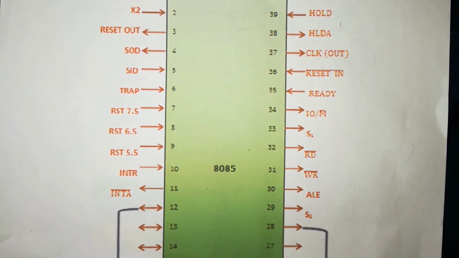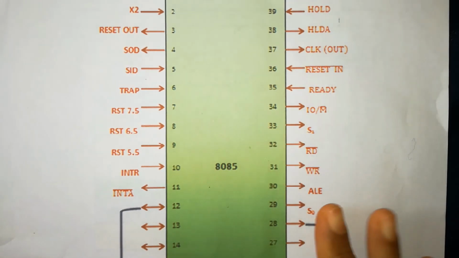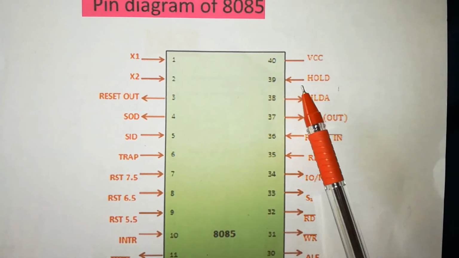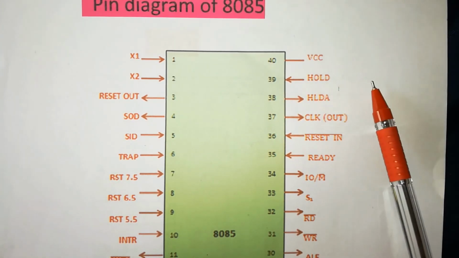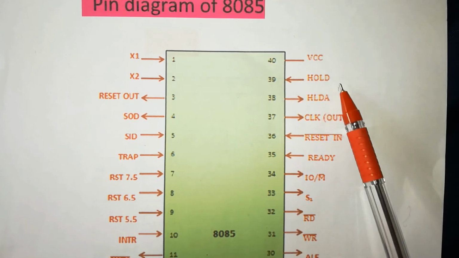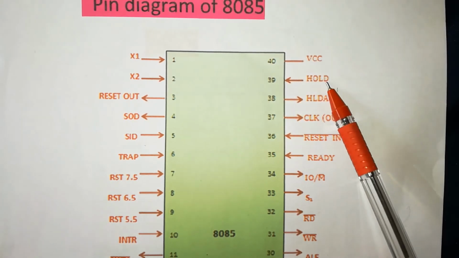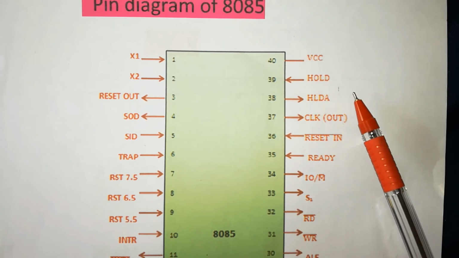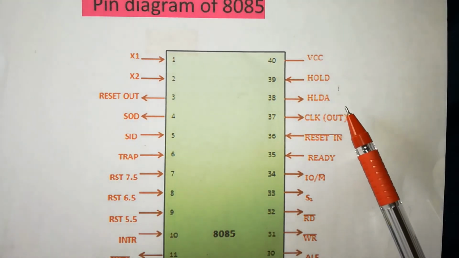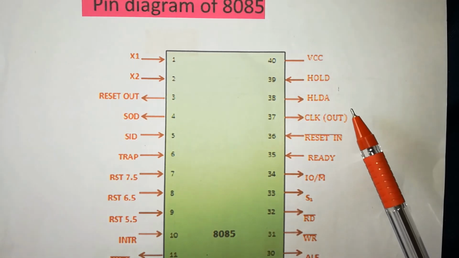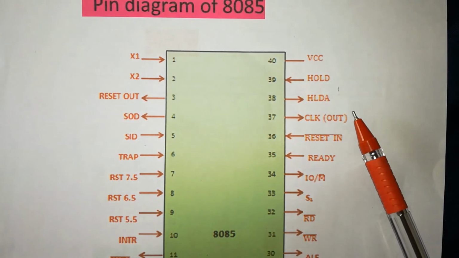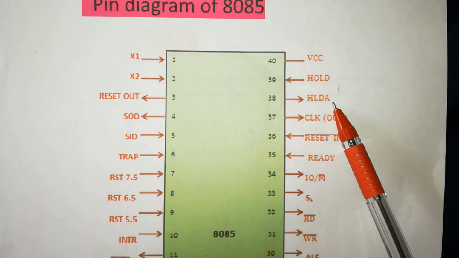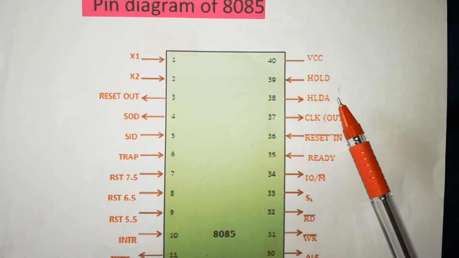Next is HLDA. That means hold acknowledgement, and pin number 39 is hold. Hold signal informs the microprocessor that another device requires to use the address and data bus. After receiving the signal hold request, the microprocessor will send the acknowledgement on the pin HLDA.